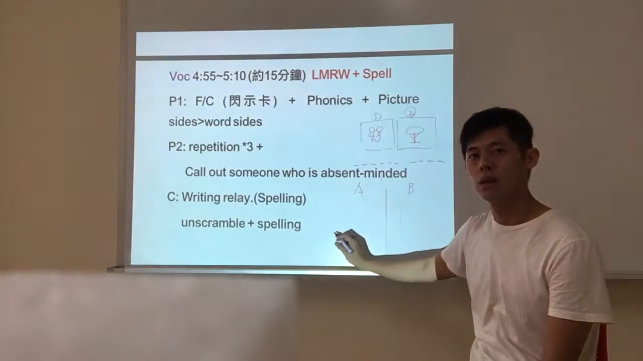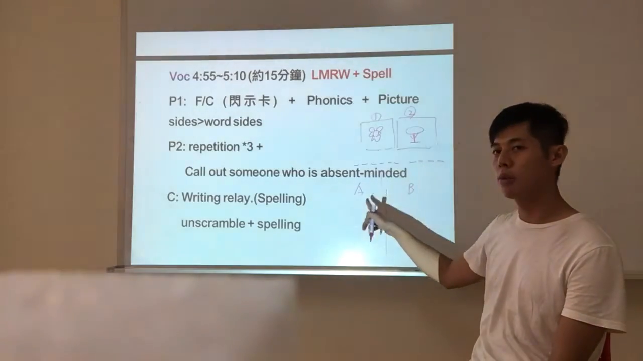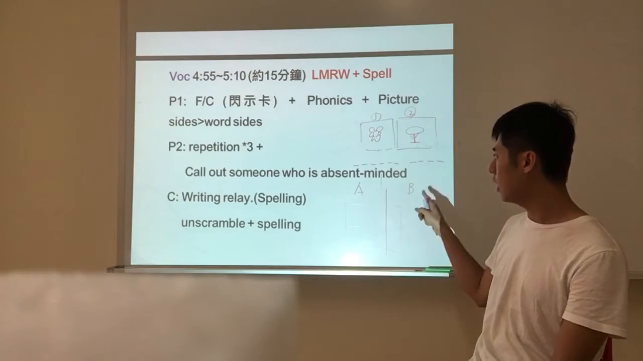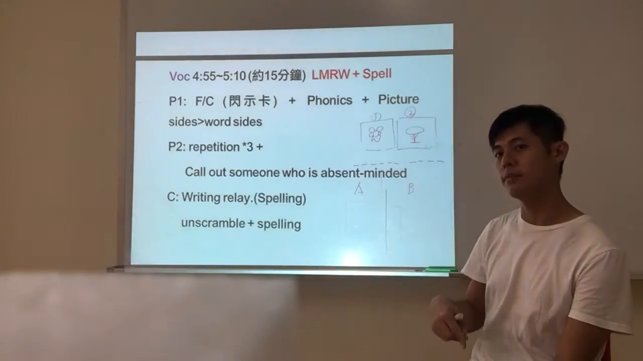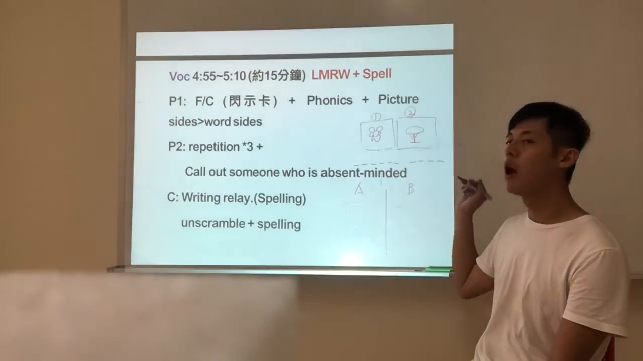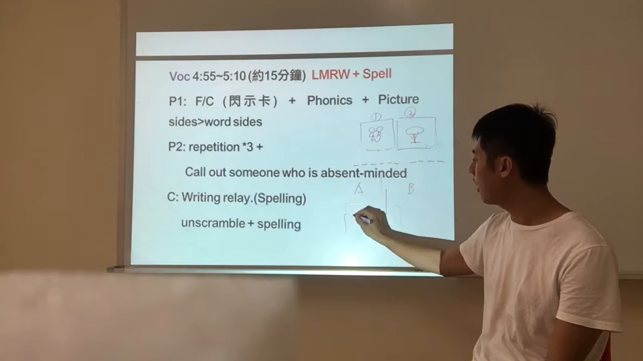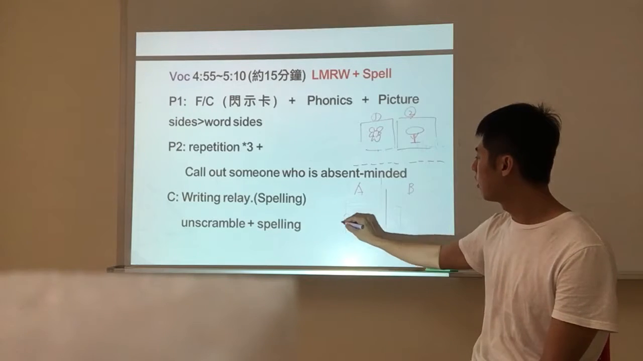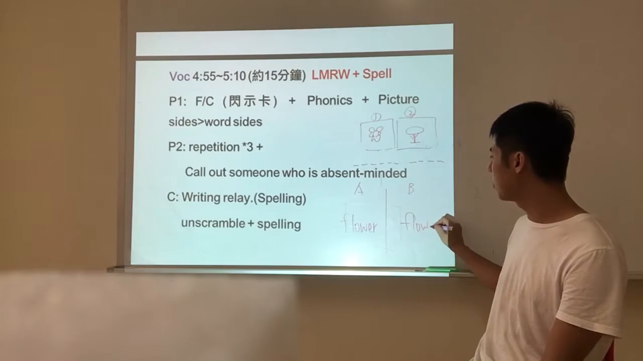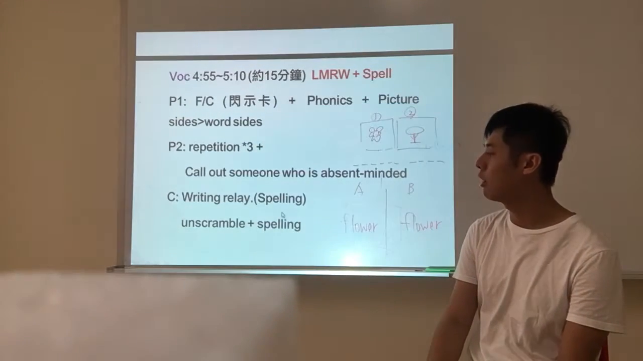Team A, when teacher calls you, you have to come here to write down. Team A number 1, the teacher calls you, you have to stand here. Okay, Team A number 1, come here. Team B number 1, come here. When teacher says flower, everyone, number 1, you have to write down F-L-O-W-E-R. Understand? So this is the procedure that we do for spelling.